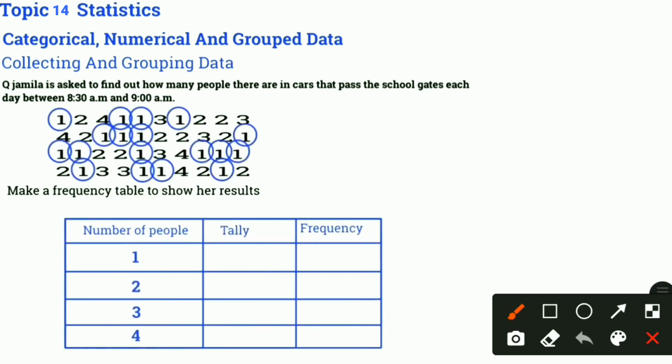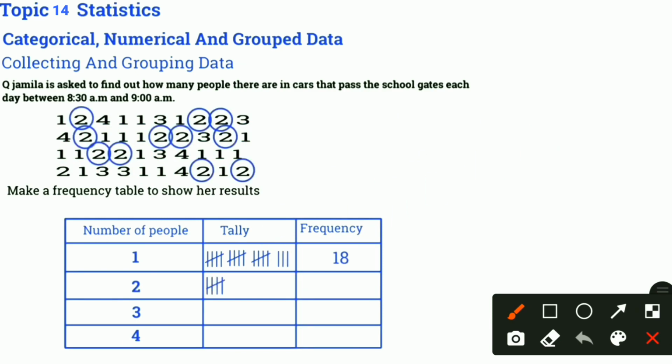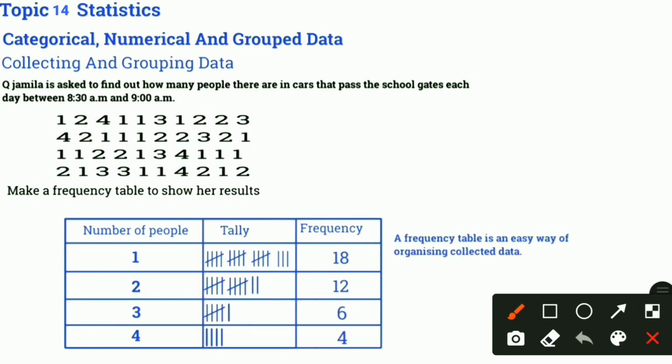Also, I forgot to tell you about the tally, but it's really easy. Like that, 18, then 6. A frequency table is an easy way of organizing collected data.